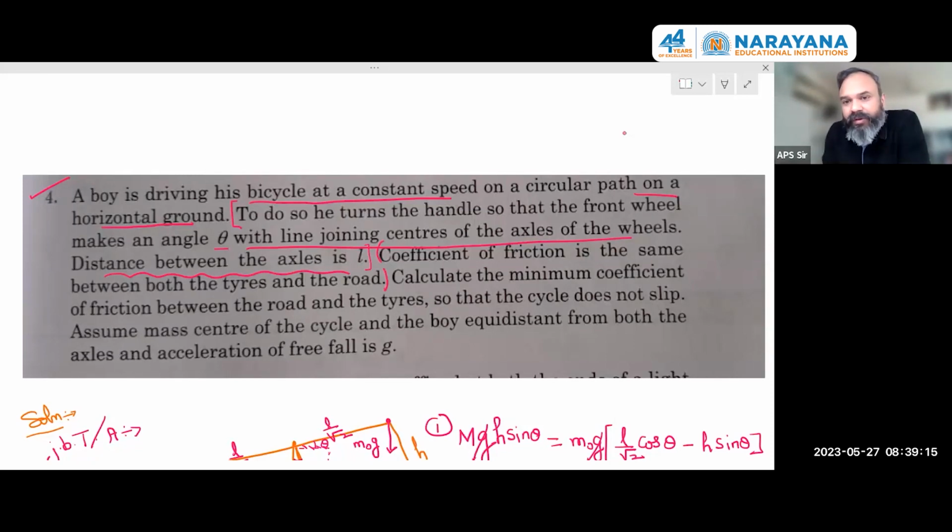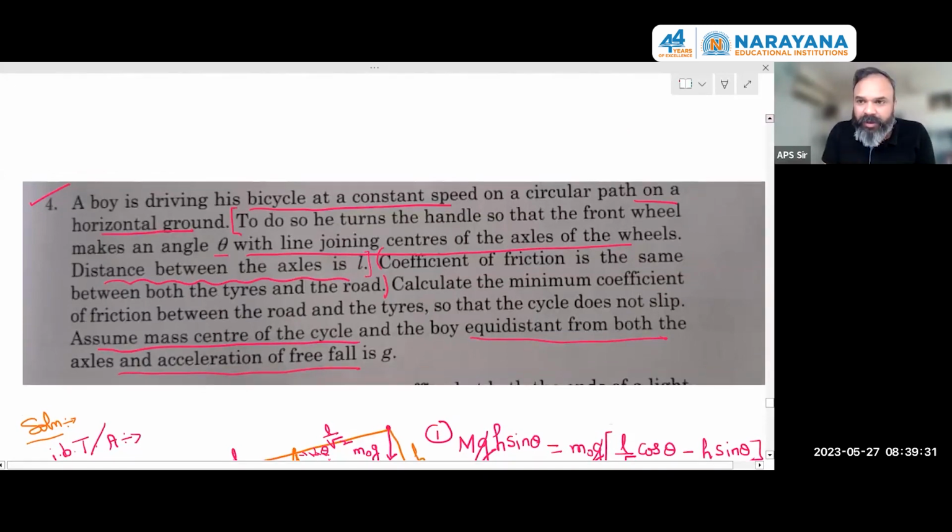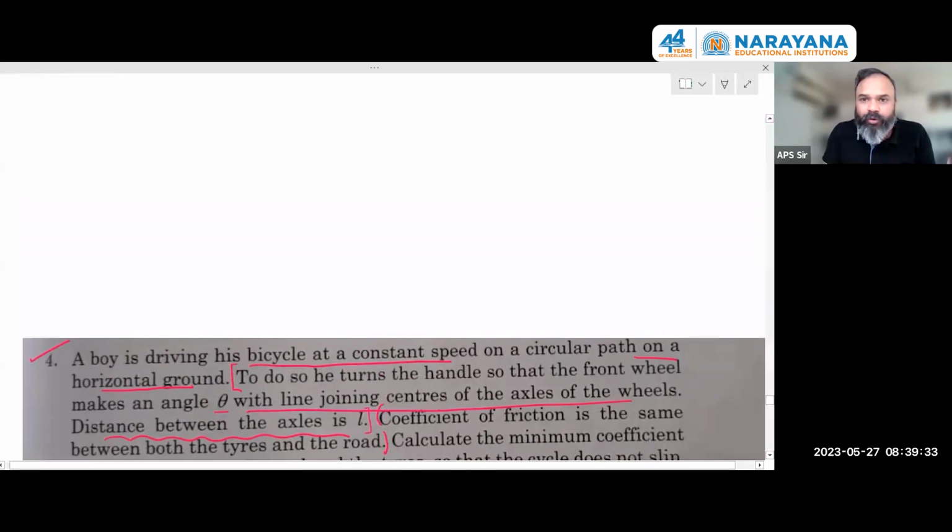The question was, what is the minimum coefficient of friction between the road and the tire so that the cycle does not slip? And there are a few assumptions: the center of mass of the cycle and the boy is equidistant from the axles, and the free fall term is g. Now let me show you the top view of the two tires of this bicycle. So I'll show that orientation.